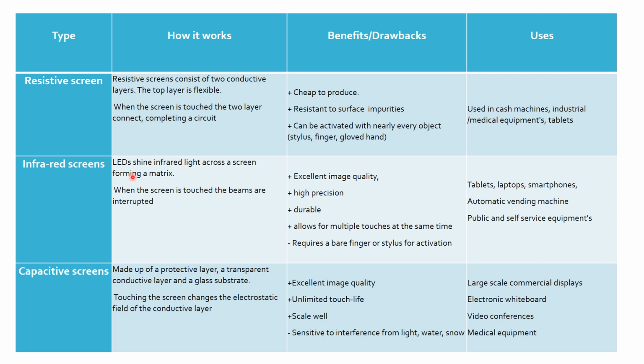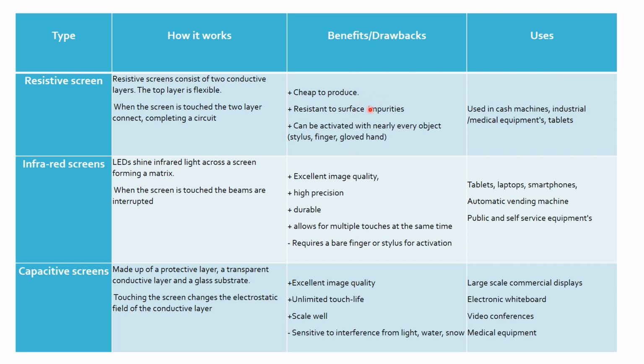But infrared uses LEDs, and that LED shines infrared light across the screen, forming a matrix. And when the screen is touched, the beams are interrupted. Capacitive is made up of a protective layer, a transparent conductive layer, and a glass substrate. There are three layers. Touching the screen changes the electrostatic field of the conductive layers, right? And there are benefits and drawbacks.